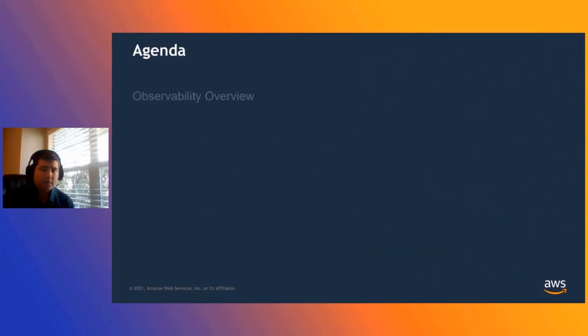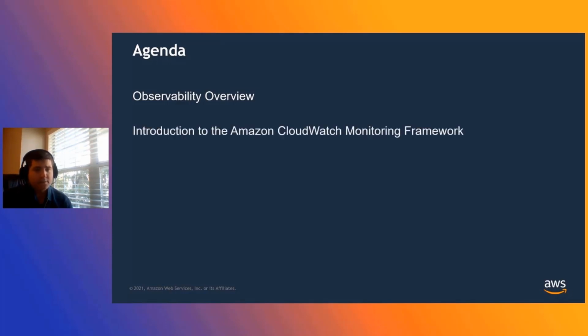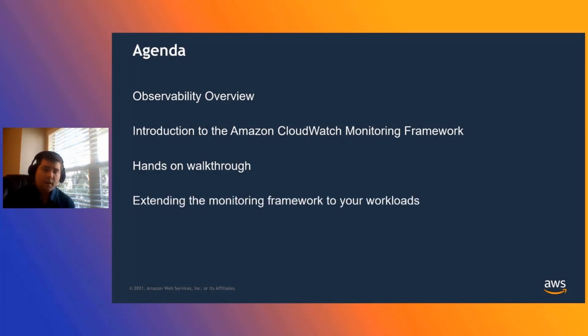To quickly cover our agenda, we'll first cover a summary of observability and give an overview of what we mean by observability. We'll then introduce a new AWS solution, called the Amazon CloudWatch Monitoring Framework, which is what we'll be walking through today. We'll then do a hands-on walkthrough of this framework and mostly discuss how this can help us with implementing operational excellence. And then we'll also speak to a couple of ways in which we can go about extending the monitoring framework to suit our workloads or customizing it to fit our needs.